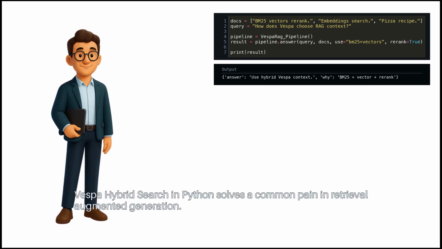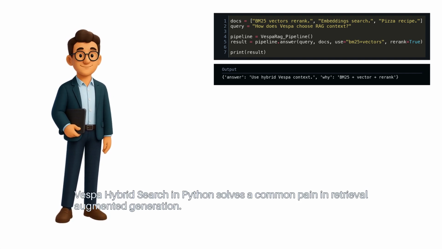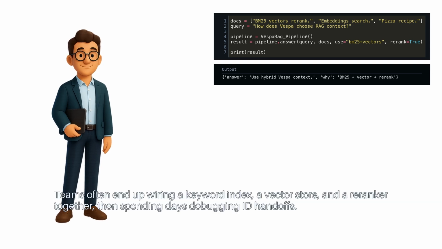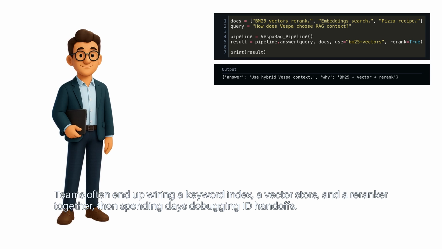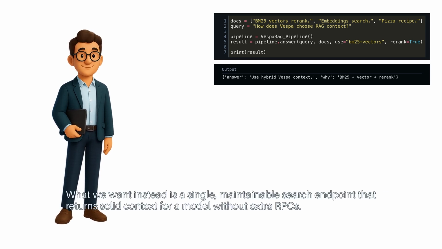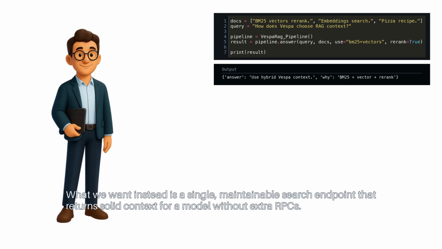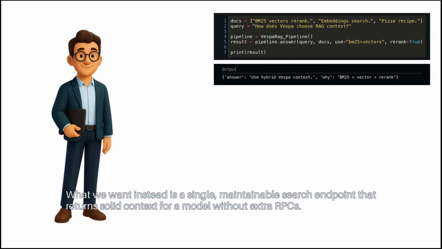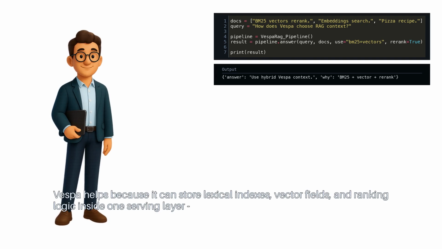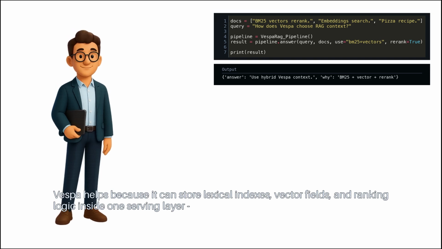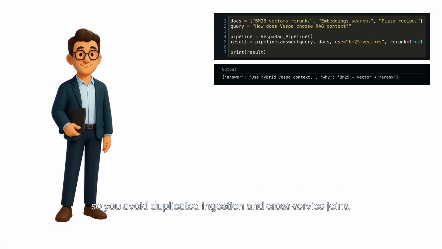Vespa Hybrid Search in Python solves a common pain in retrieval augmented generation. Teams often end up wiring a keyword index, a vector store, and a reranker together, then spending days debugging ID handoffs. What we want instead is a single maintainable search endpoint that returns solid context for a model without extra RPCs. Vespa helps because it can store lexical indexes, vector fields, and ranking logic inside one serving layer, so you avoid duplicated ingestion and cross-service joins.